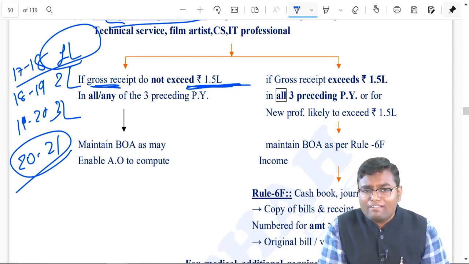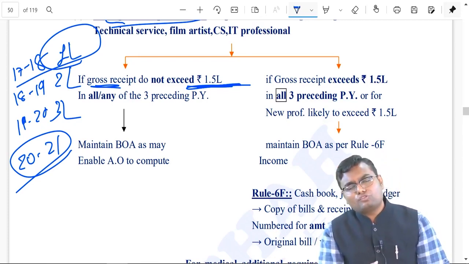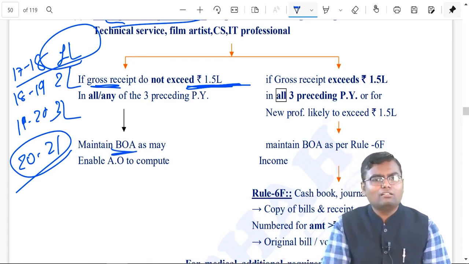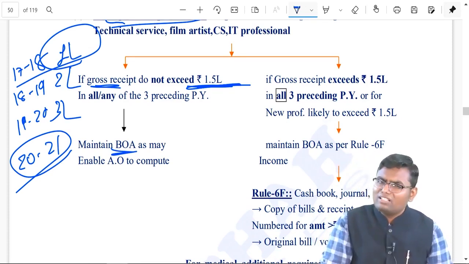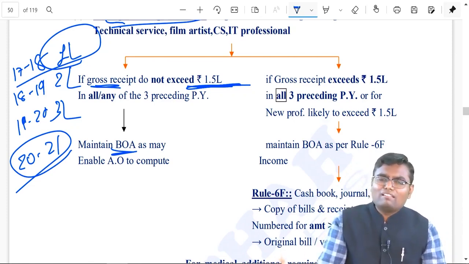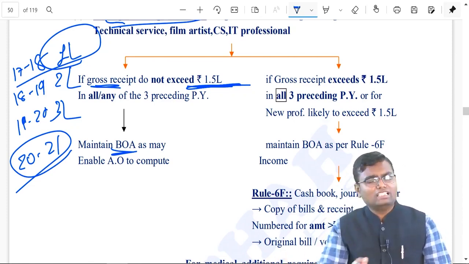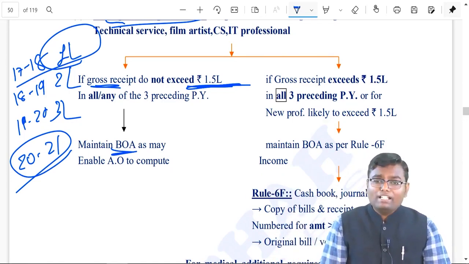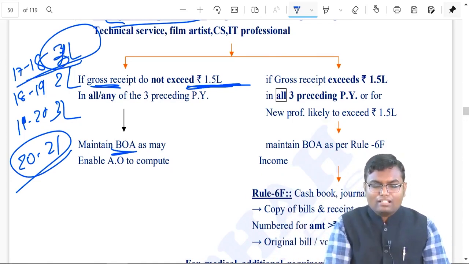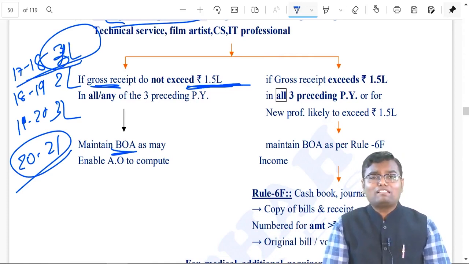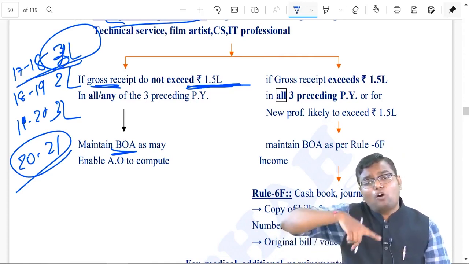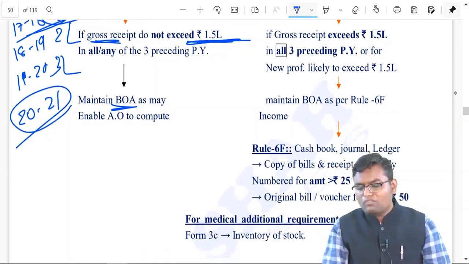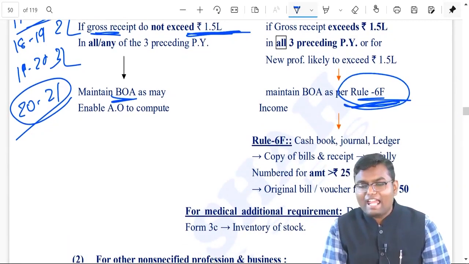Then you are supposed to maintain only those books of accounts from which the assessing officer can calculate your income. Like only a bank statement is enough or only your sales invoices are enough, that's it. There is no specific criteria that this much is to be maintained, no. But if, let's say, here instead of 1 lakh it was 3 lakh, so can I say my gross receipt exceeded 1.5 lakh in all the last 3 years? So I have to maintain books of account as per rule 6F.